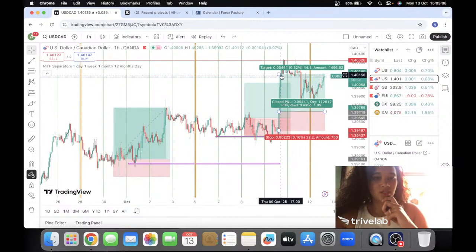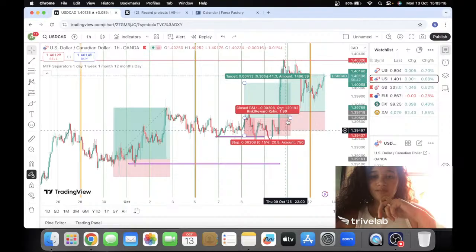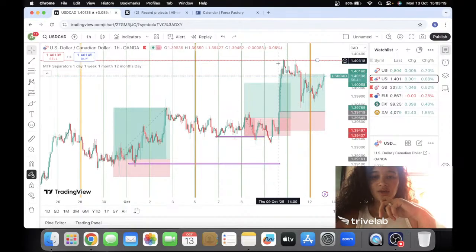But I didn't just enter to say, oh, I need to make back my loss and get that money back. That mindset is revenge trading. I literally just entered the trade because I saw an opportunity, not because I was like, oh, I need to get in this trade, I need to make profits, I need to make my loss back.